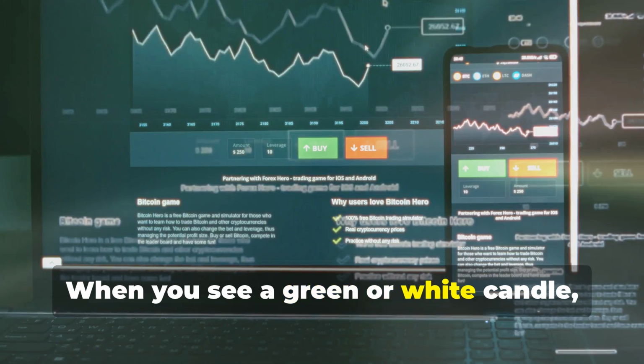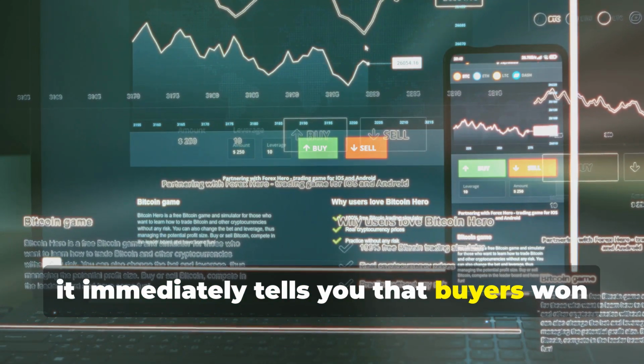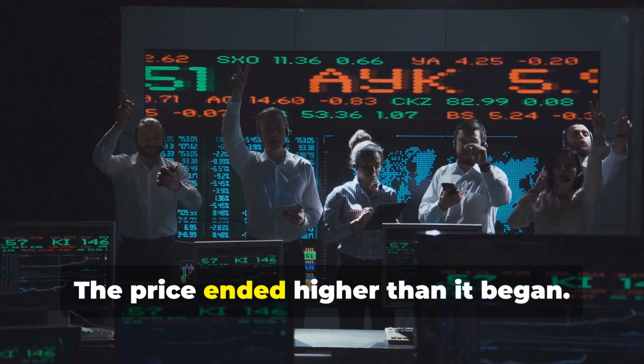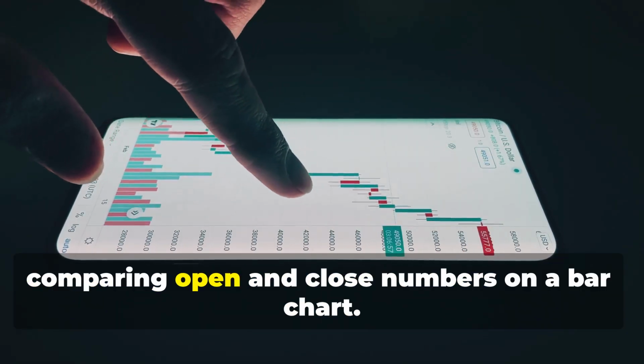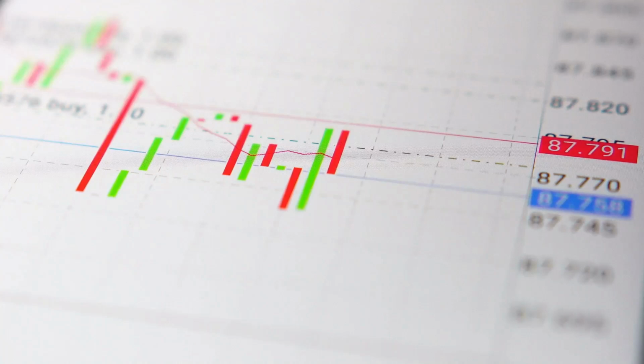When you see a green or white candle, it immediately tells you that buyers won the session. The price ended higher than it began. This visual cue is much faster than comparing open and close numbers on a bar chart.